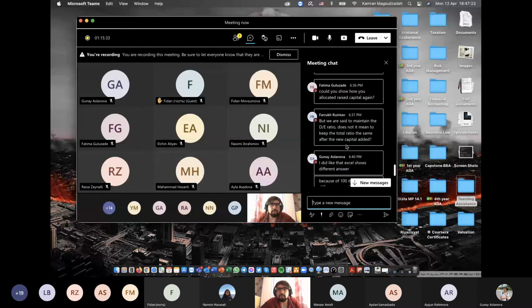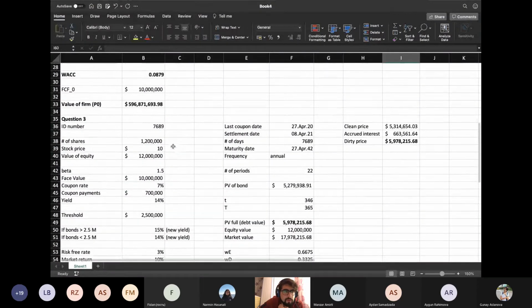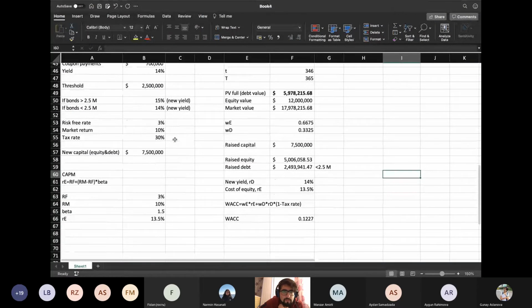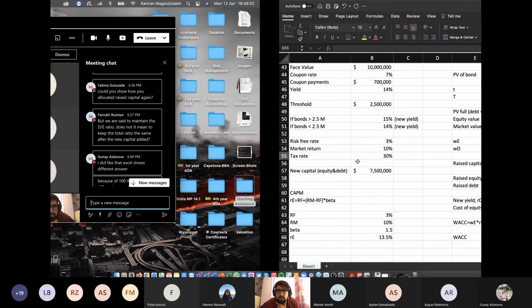Fatima, is it clear? Farruh: But we are told to maintain the debt to equity ratio. Doesn't it mean to keep the total ratio the same after? Farruh, your question is not clear to me. We didn't change any ratio. It is the same. Where is our debt to equity ratio? We find here the equity weight and debt weight. It is based on the market value of equity and the debt value of the company. We calculated them and we also applied them to the raised capital amount. We didn't change anything.